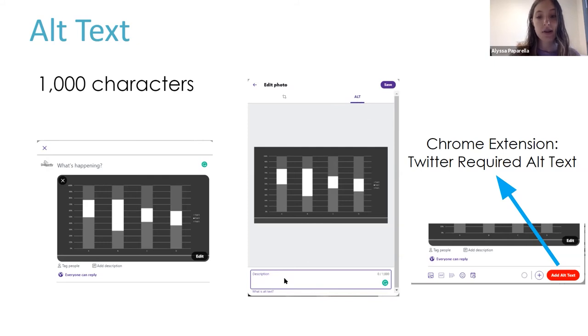Sometimes people forget how to add alt text, or they just don't remember when they're adding an image. You're just really excited to post this beautiful graph you got, but you forget. When that happens, or if you're newer to using alt text, you may want to download a free extension for Chrome called Twitter Required Alt Text. When you have this extension downloaded, it's going to tell you, hey, you need to post that alt text in order to post your image. This is a way to make sure, even if you forget, that the images and content you're posting are accessible, because it will remind you and not let you post unless it's accessible. Next slide.